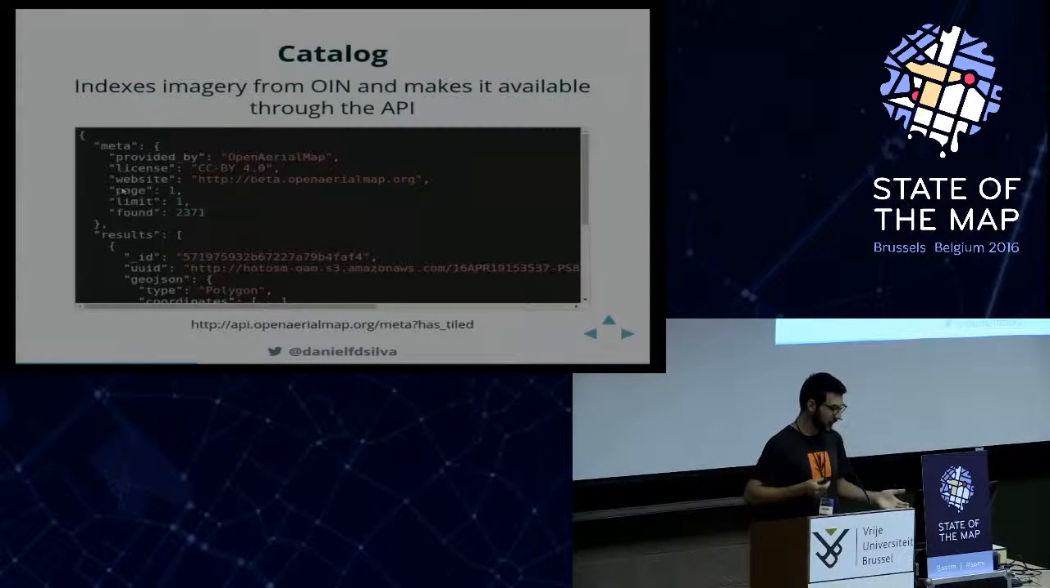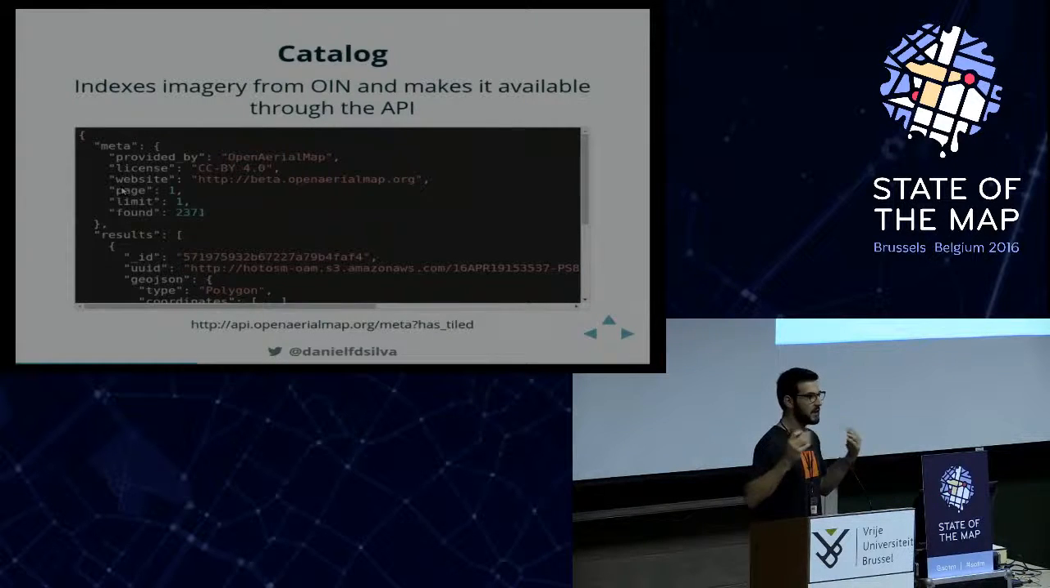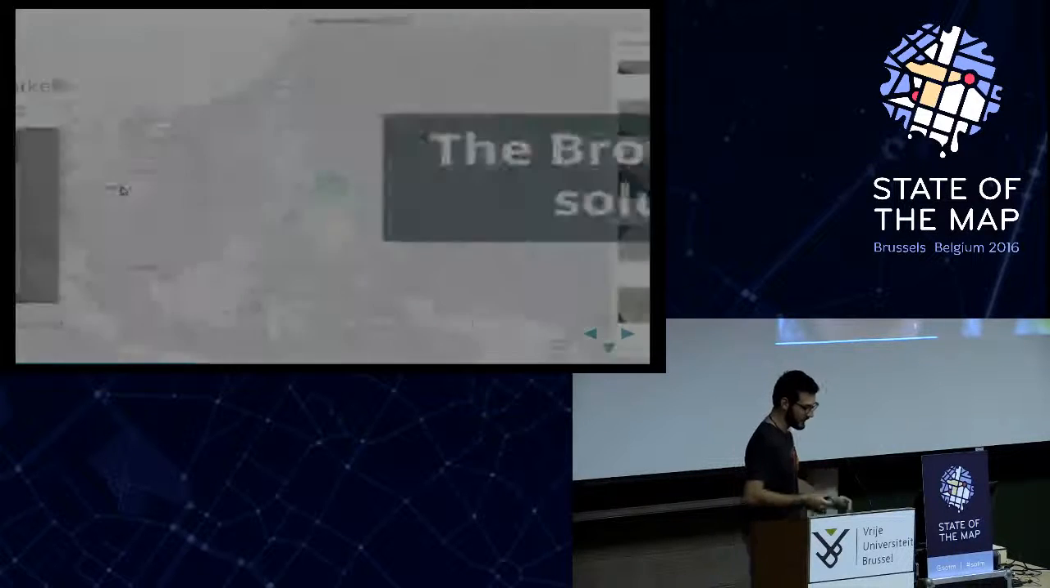But not every user can understand an API, can use an API. Not everyone can make sense of a JSON response. So we needed something simpler. The actual simple part of OEM is the browser. The browser comes as a solution for this specific problem. It's a simple tool, or tries to be a simple tool, for users to find, share, and use the imagery. Okay, let's see it in action.